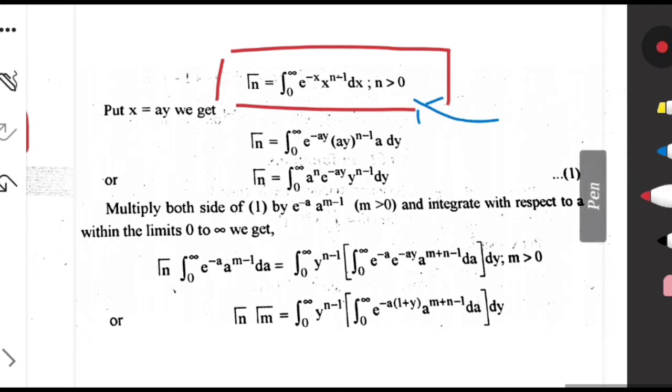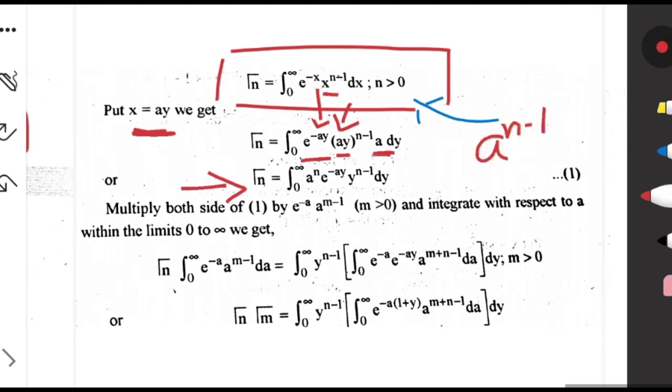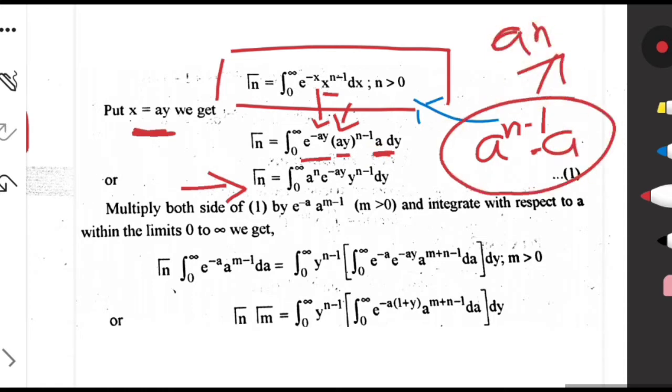First step is we will put x equals ay. So instead of x, here it will be ay, and the power will also change. Now gamma n equals the integral from 0 to infinity of e to the power minus ay, which will be as it is. We are just taking the constant as common, and we get a to the power n minus 1, and another a from dx. So it will become a to the power n, which is over here. The rest will be as it is.